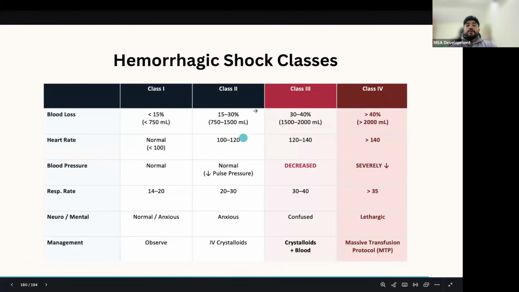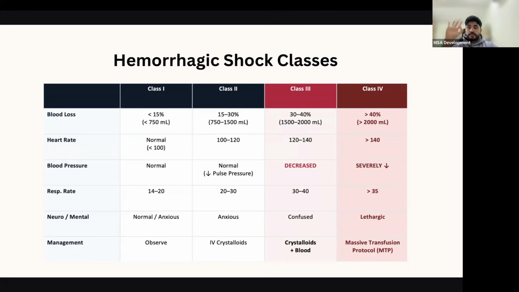Class 2, they're going to have up to 30% of blood loss. They're going to have tachycardia, the beginning of tachycardia. Their blood pressure is going to be normal. They're going to have some sort of tachypnea. They're going to start being anxious. And here you need to intervene, all right, and give them crystalloids. Usually we give them lactated Ringer, okay? Why crystalloids? Why lactated Ringer? Because they're the balanced form of crystalloids. Keep that in mind.